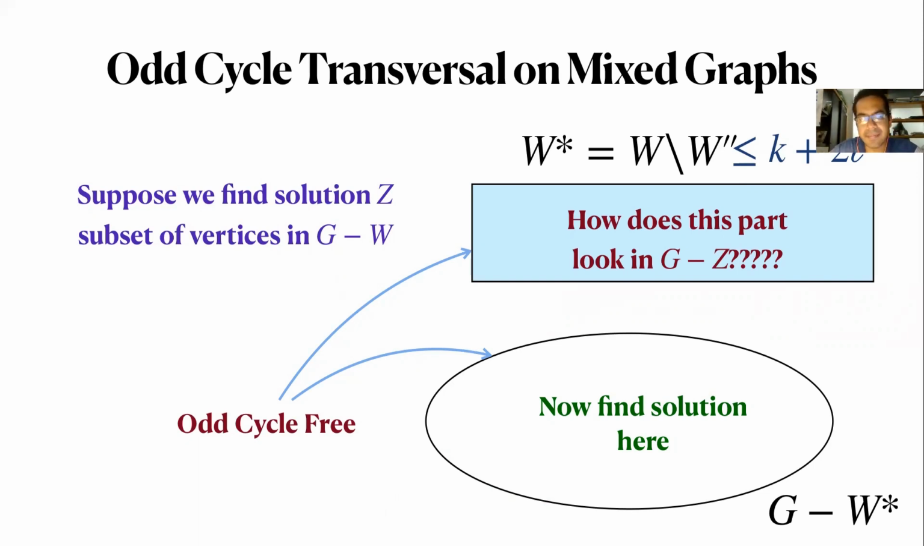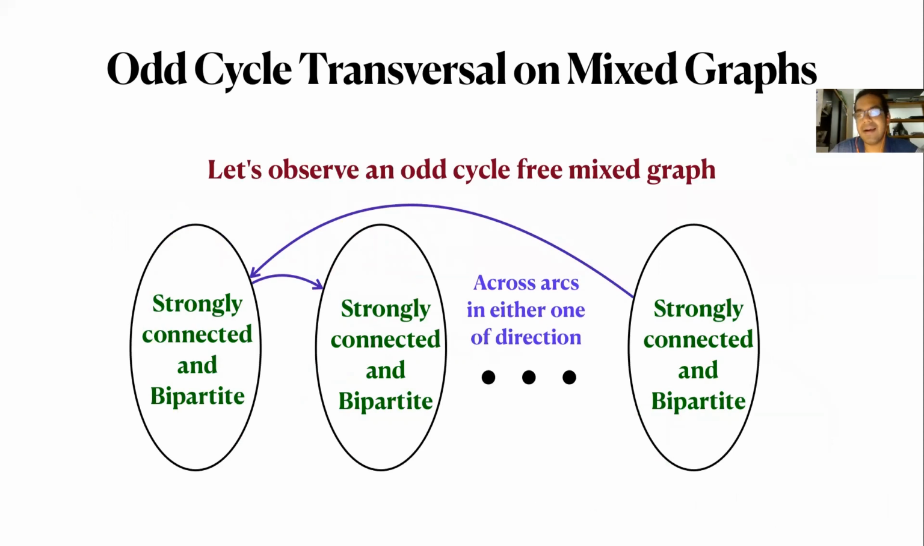Now the question is, how does an odd cycle free graph look like? And how does G minus Z look like? Suppose we find a solution. It looks like a DAG of strongly connected components. Any directed graph can be decomposed into a DAG of strongly connected components, and a mixed graph is no different. So it will be strongly connected components of odd cycle free graphs, which form a DAG, with arcs across each direction.